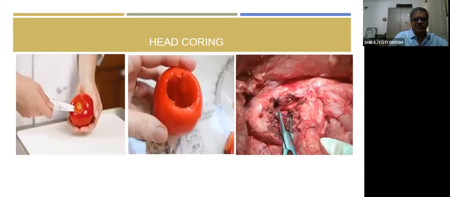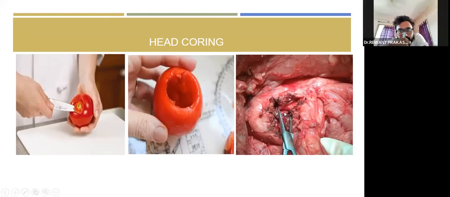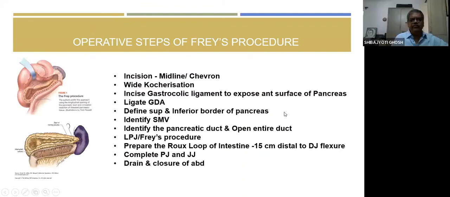So head coring, as you can see, is like this: the head, these are tomatoes, and if you do the coring, it will be like this. And this is the surgical picture where the head coring is being done. And Frey's procedure and lateral pancreaticojejunostomy are almost similar, except for the coring out of the tissues.